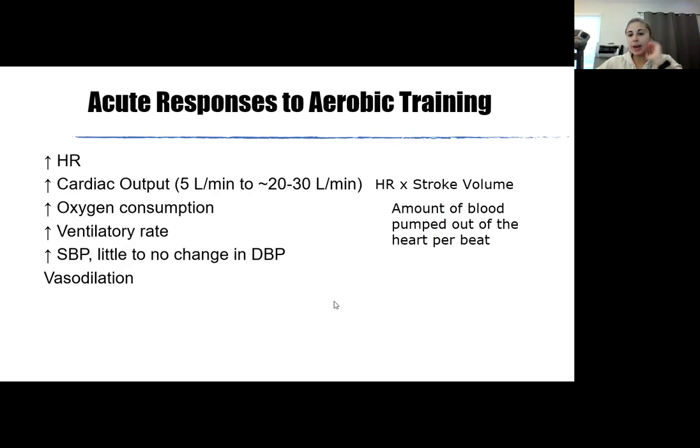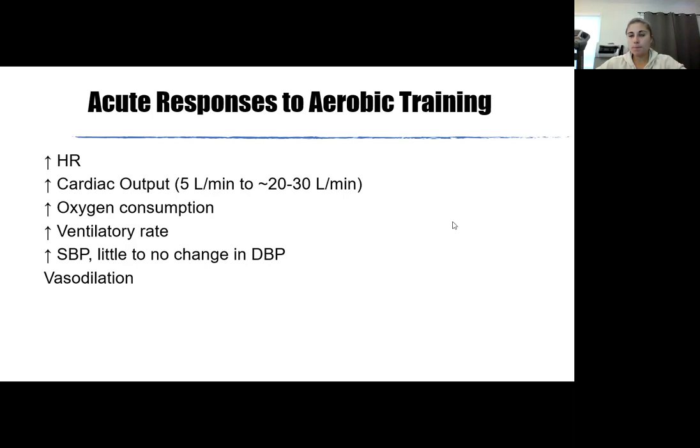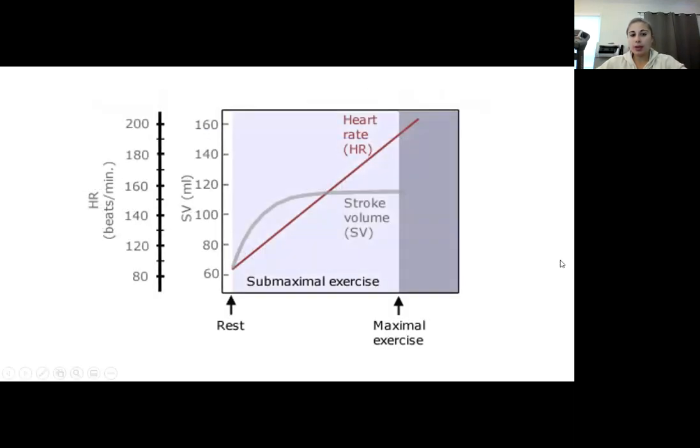We're going to go through a chart reviewing what happens. Again, I decided I'm going to get up and go for a run, and all these changes are going to happen acutely. This chart is looking at cardiac output, which is a combination of heart rate and stroke volume. Remember, we write cardiac output as Q. Cardiac output Q equals heart rate times SV, stroke volume. So just remember that.